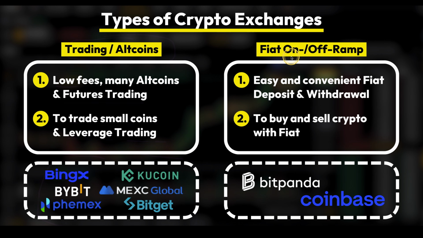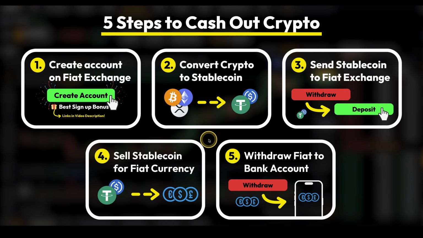On the right side instead, we have the so-called fiat on and off ramp exchanges. They have the benefit of very easy and convenient fiat deposit and withdrawal methods. So whenever you want to interact with your own bank account in your local currency such as euro, British pound or US dollars, you can easily buy and sell crypto with your own fiat money. My favorite examples of this type of exchanges are Bitpanda, which is my personal favorite, but an also great alternative is Coinbase.